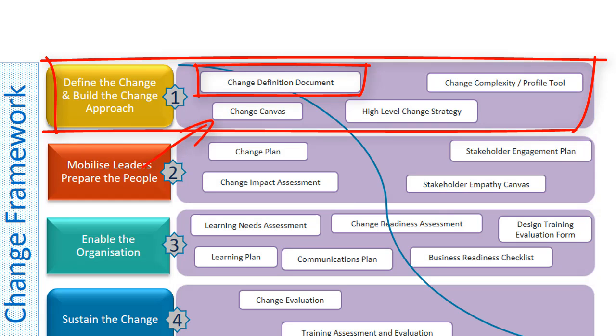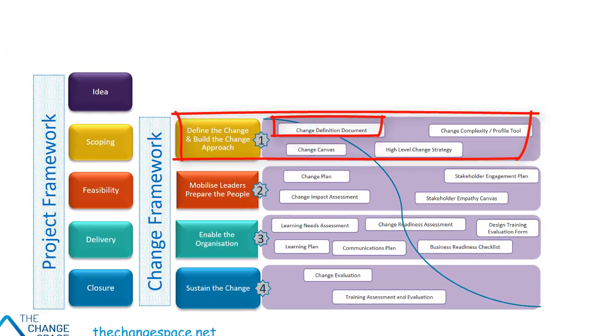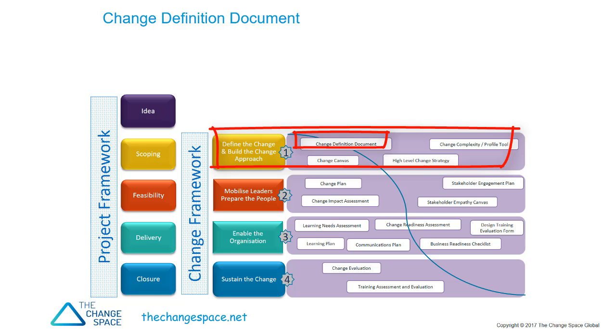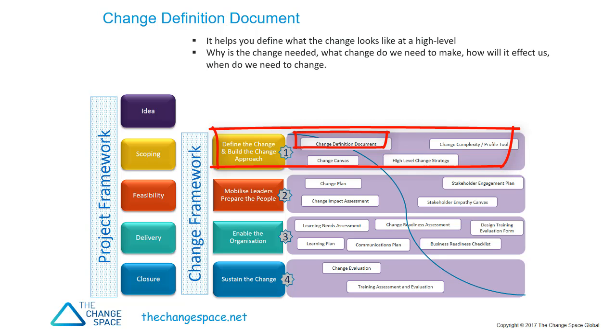So it may just be a preference piece, but the idea behind this particular document is to do it right before you really commence any sort of change on the project. It helps you define what the change looks like at a high level. Inside the template itself, you'll have questions that you answer, things around why is the change needed, what change do we intend to make, how will the change affect us, when do we need to change, and who will lead the change. So it gets you really clear on what the change is and starts you thinking about the types of tools, templates and different approaches that you might use in managing that change.